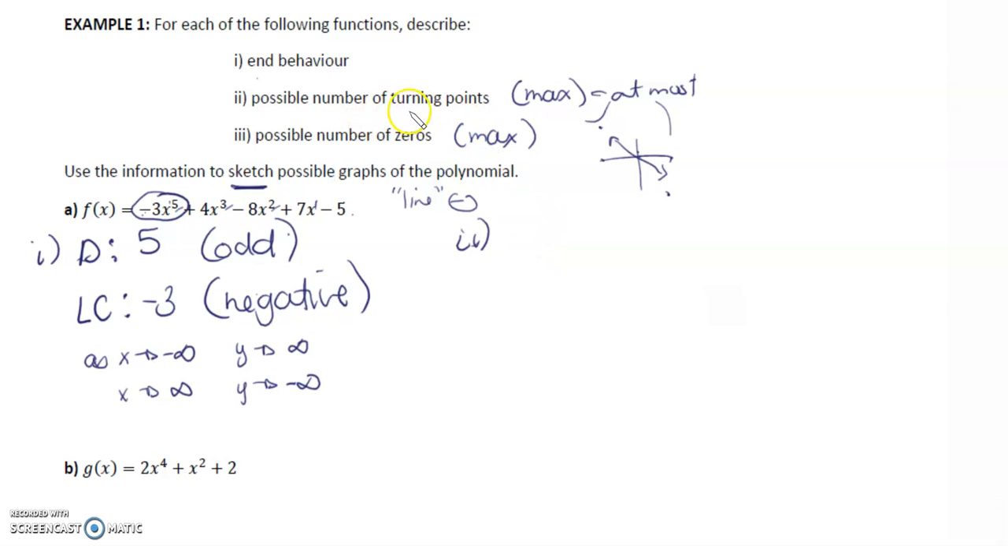Okay, possible number of turning points, it's going to be n minus 1. So turning points, I'm just going to short form it TP, n minus 1, which is 5 minus 1, which is 4. So maximum number of turning points is 4. Now possible number of zeros, n equals 5.